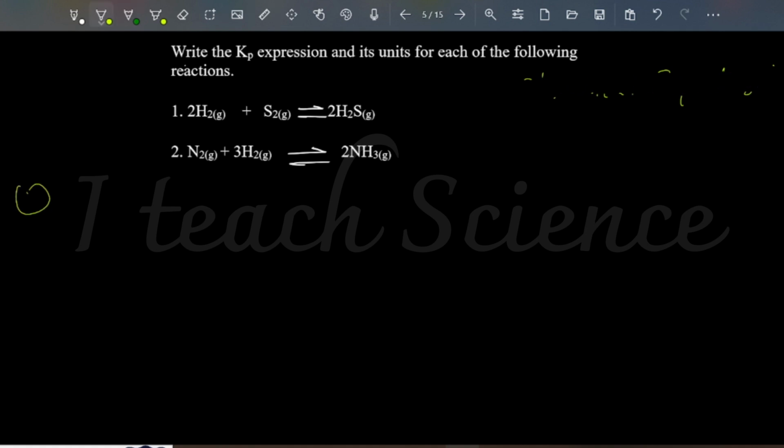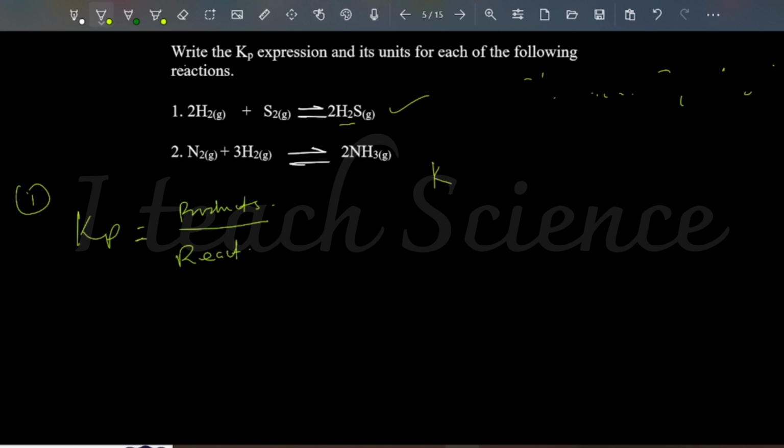So let's take the first one, this one which says 2H2 gas plus S2 to give 2H2S. Now to write the Kp expression, we know that the Kp expression is always a ratio of the product and their activities divided by the reactants and their activities. So in this case, the first equation has H2S as the product, while hydrogen and sulfur are the reactants.